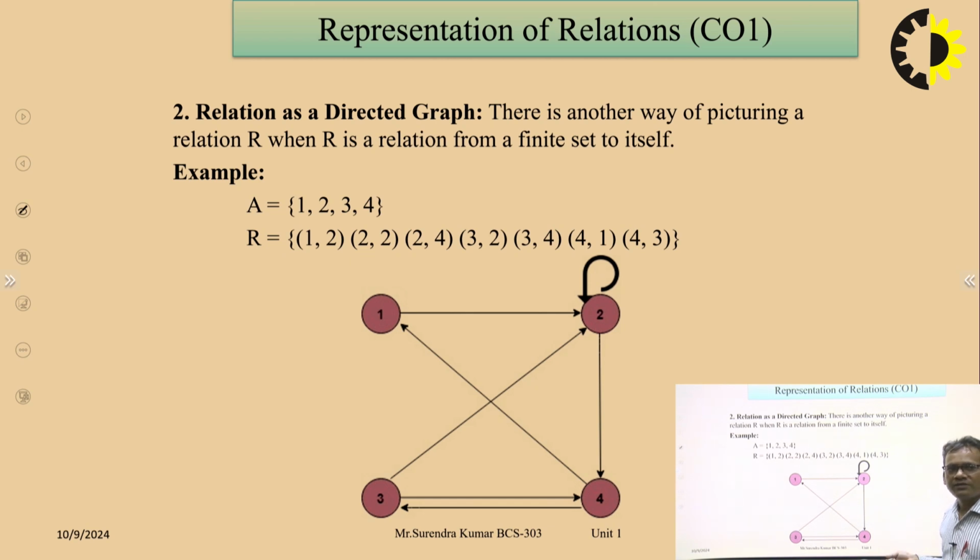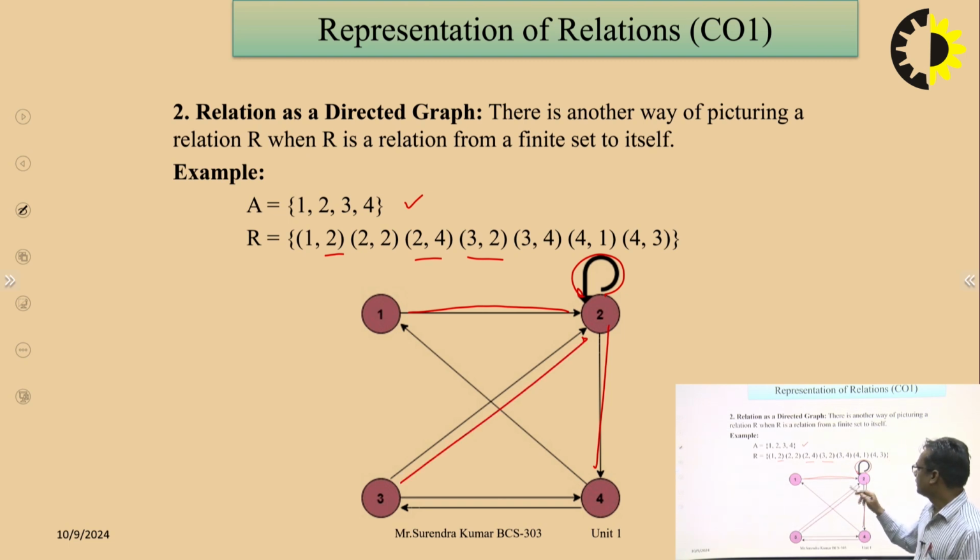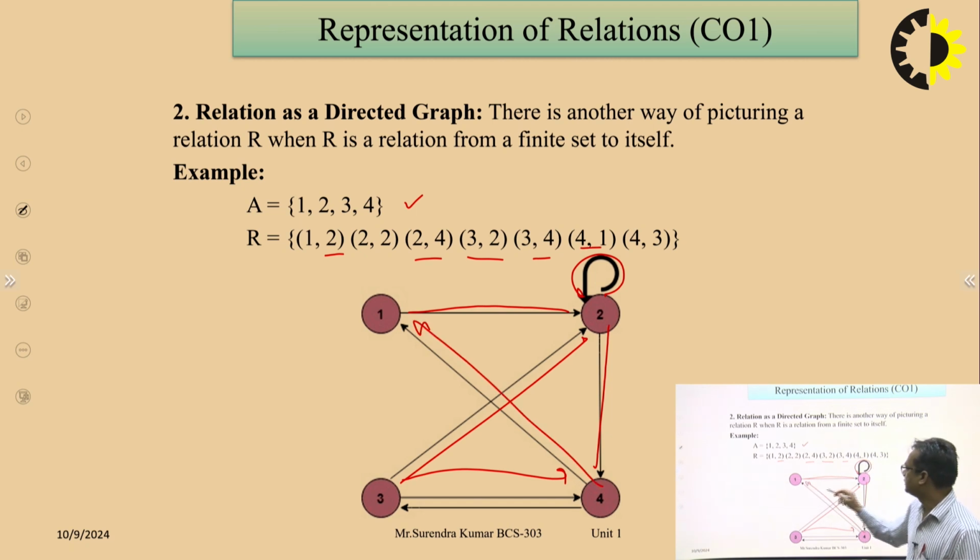Or with the help of a directed graph, you write the 4 given set elements 1, 2, 3, 4, and you display the relation between the elements. So 1 2, then 2 2, that means a self-loop on 2. 2 4, you go from 2 to 4. 3 2, you go from 3 to 2, and 3 4, you go from 3 to 4. 4 1, you go from 4 to 1. Now you have 4 3, so from 4 to 3. In this way you can show the given relation in pictorial format with the help of a directed graph.